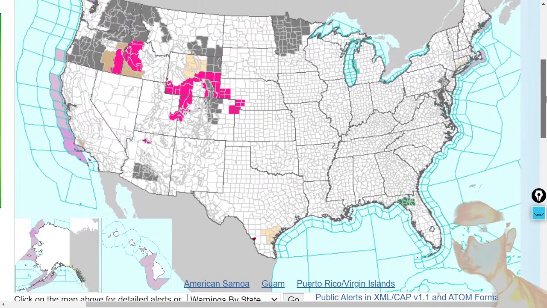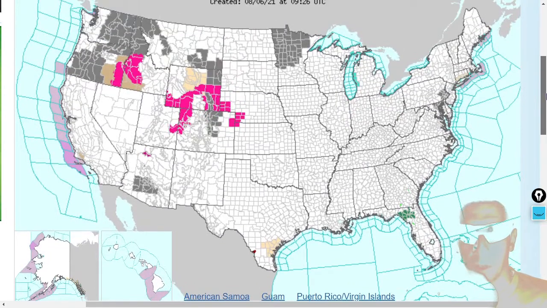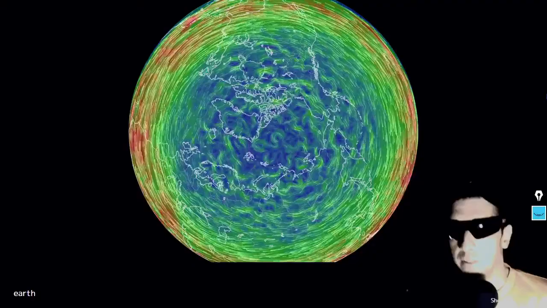Flood watches there around the Florida Panhandle connection with the rest of the peninsula. Some heat advisories there, or those red flag warnings there in the central Rockies, and some fog around. I think we've got some fog here, actually.